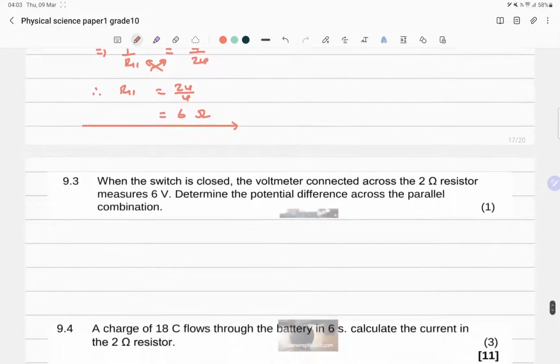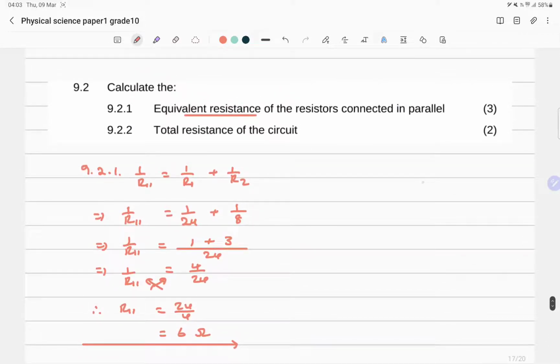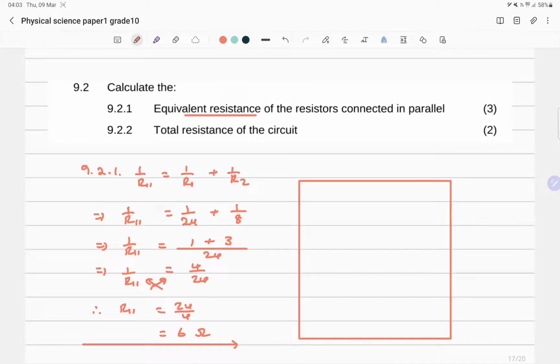Yes, I am correct. But there's another technique here that you can use, which also saves you a bit of time. You can just say R parallel is going to be the product over the sum. So it's going to be R1 times R2 over R1 plus R2. This is a shorthand technique that you can cram, because it is the essence of all of this calculation. So it saves you a lot of time.